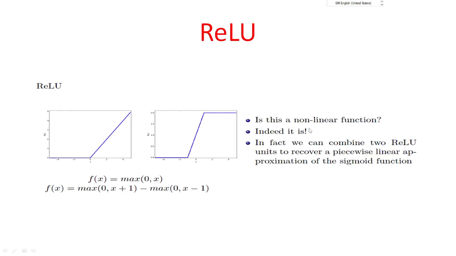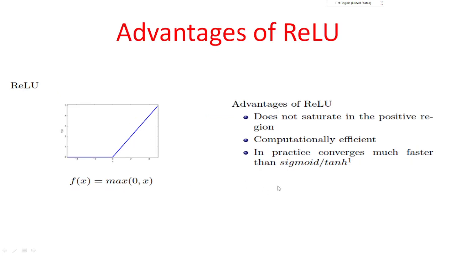This is a ReLU function. It's a non-linear function. We can combine two ReLUs against a sigmoid function, a piecewise linear approximation of the sigmoid function. When you combine two ReLUs, again it will be a non-linear function. For the positive region alone, we will not be having any saturation problem here. Advantages of ReLU: it does not saturate in the positive region alone. Computationally efficient. In practice it converges much faster than sigmoid or tanh.